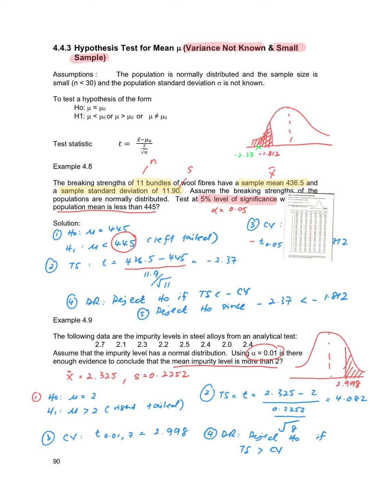Okay, so since we get test statistic is 4.082, which is greater than 2.998, so we will reject the H naught. So our decision, step number 5: reject H naught since 4.082 is greater than 2.998. So there is significant evidence to conclude that the mean impurity level is more than 2. Follow the sentence from the question.